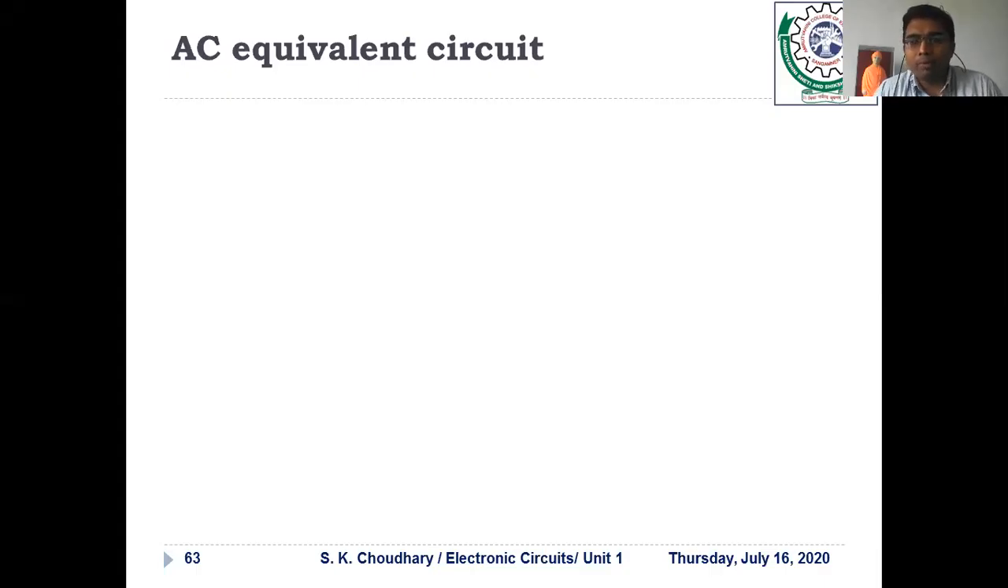So today we will start the lecture of electronic circuits with the topic AC equivalent circuit. In the last lecture, we learned the common source configuration, the DC analysis using the voltage divider bias. We have also seen the concept of the DC load line as well as the Q point, the operating point.